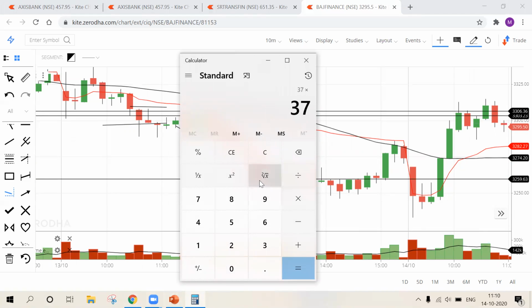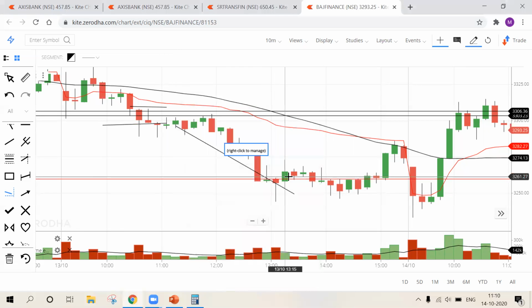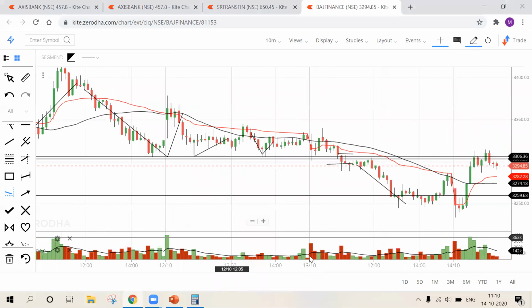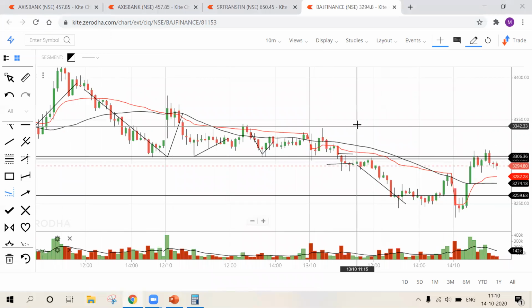Imagine that you are entering with 100 quantities. So your profit will be 3,700 rupees if you are trading with 100 quantities. But imagine that you are trading with 1,000 quantities. So 37 into 1,000. If you are trading with 1,000 quantities, your profit will be 37,000. It's good to hear that. It's very simple. Okay, that's how it works.